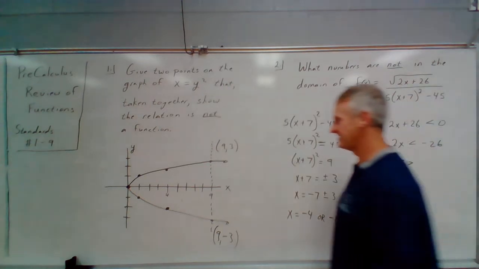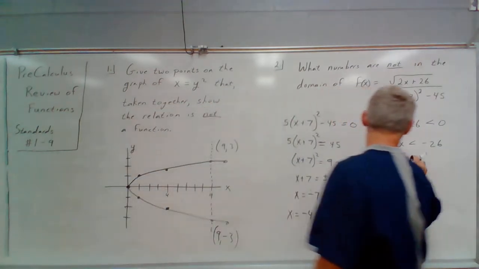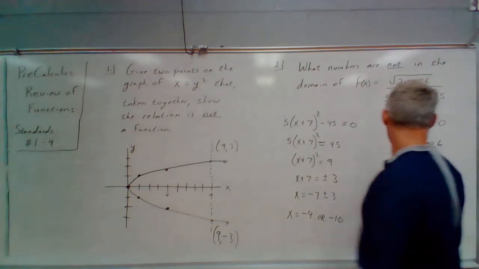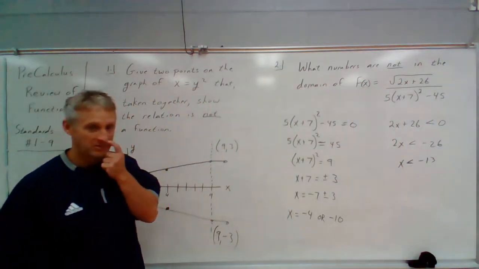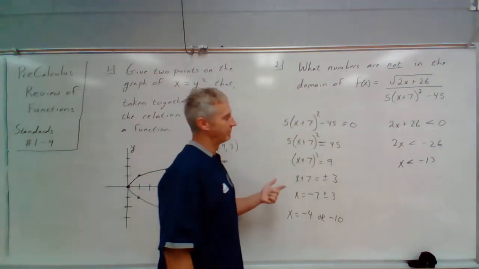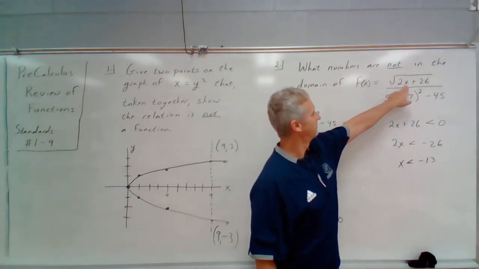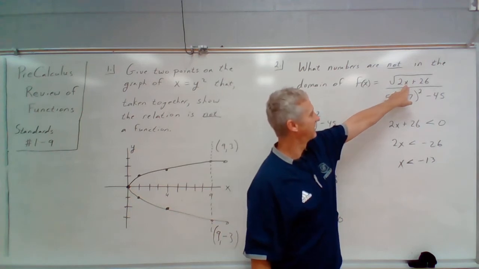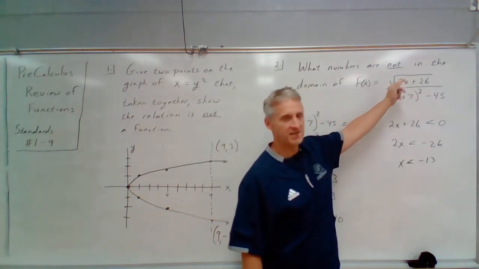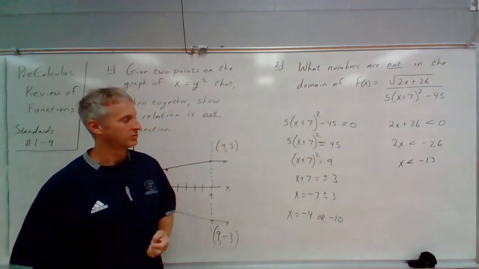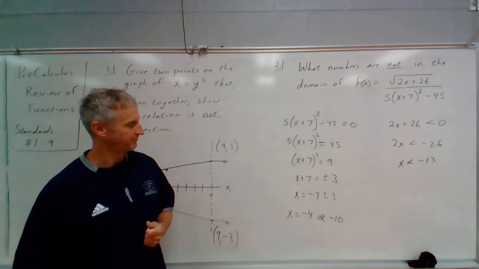Now, I just said do not, and then I changed it. It stays the same because I'm dividing by a positive number. So that'll be negative 13. All right, so any number less than negative 13 is not in the domain. For instance, if I put negative 14 in for x, 2 times negative 14 is negative 28. Negative 28 plus 26 is negative 2. And the square root of negative 2 is not a real number. So we're going to say that's not in the domain of this function.